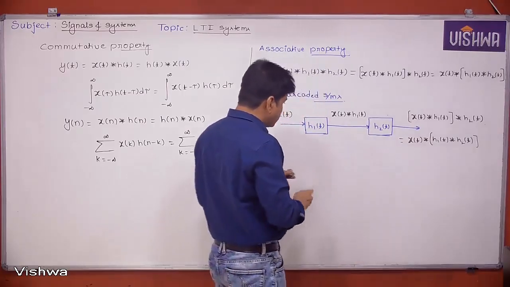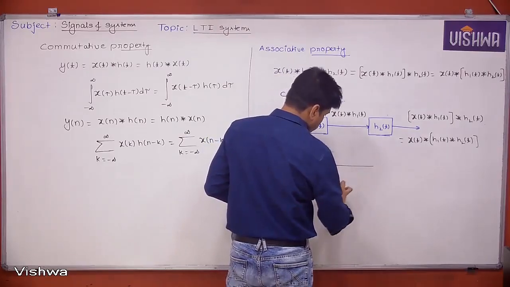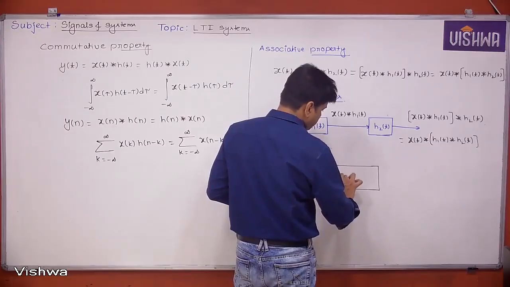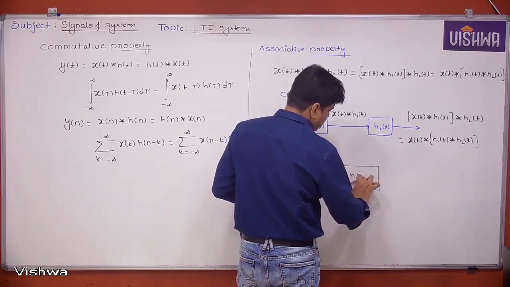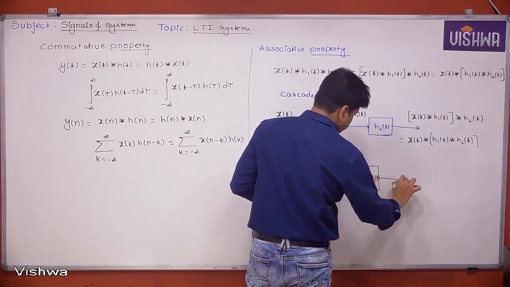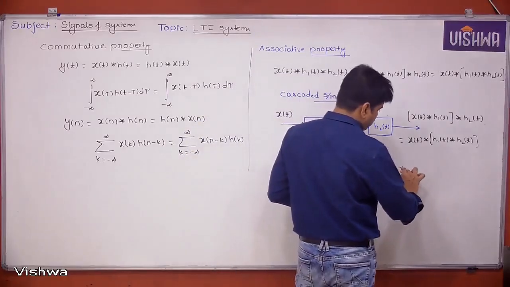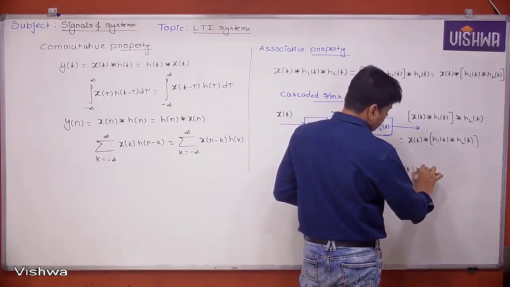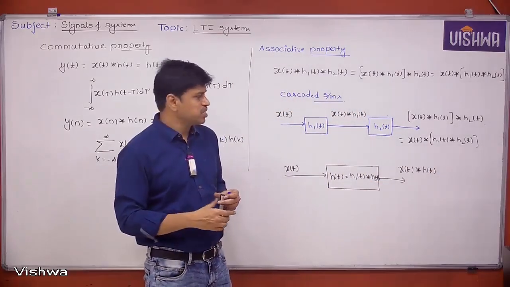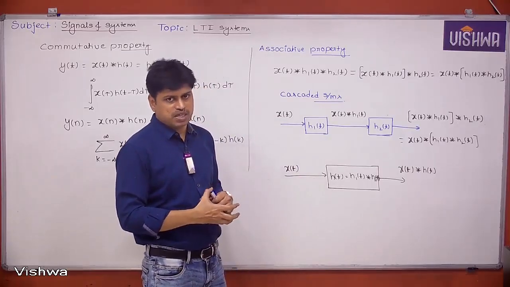That means I can replace these two systems with a single system, whose impulse response, overall impulse response, is nothing but h1 of t convolution with h2 of t. So if x of t is the input, the output is x of t convolution with h of t. So remember, from here onwards, when two systems are cascaded, then the overall impulse response is nothing but the convolution of the two impulse responses. Clear? Take it.